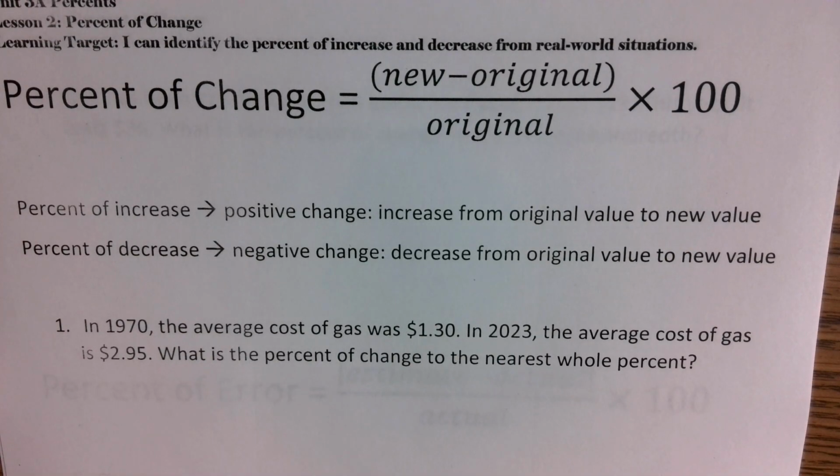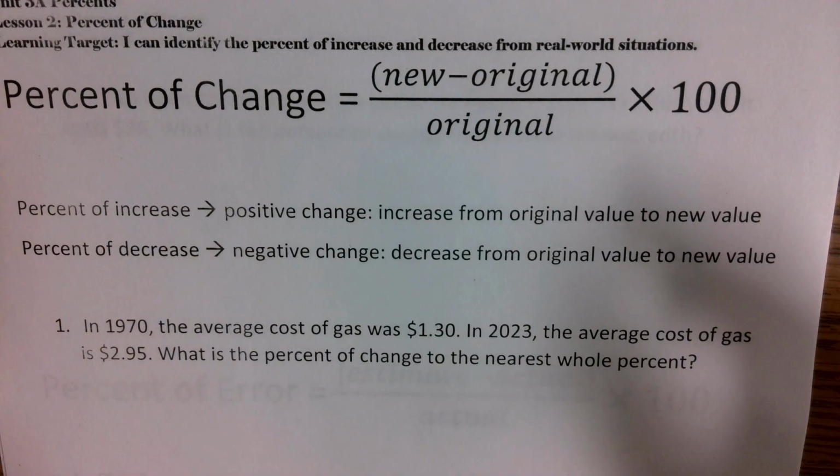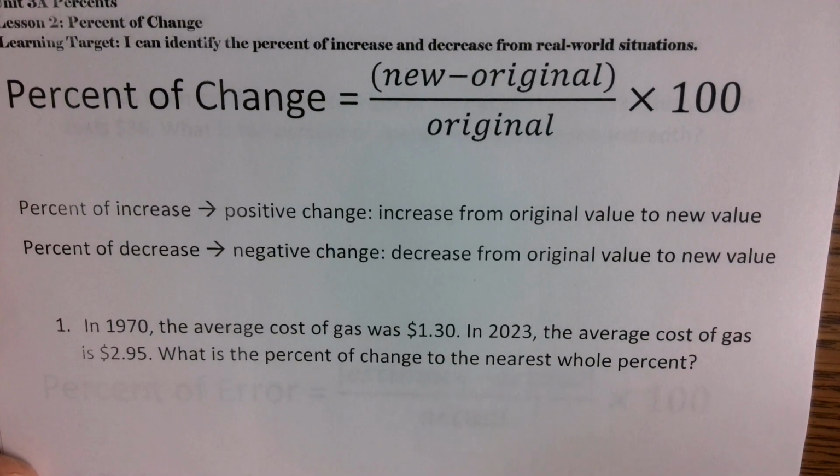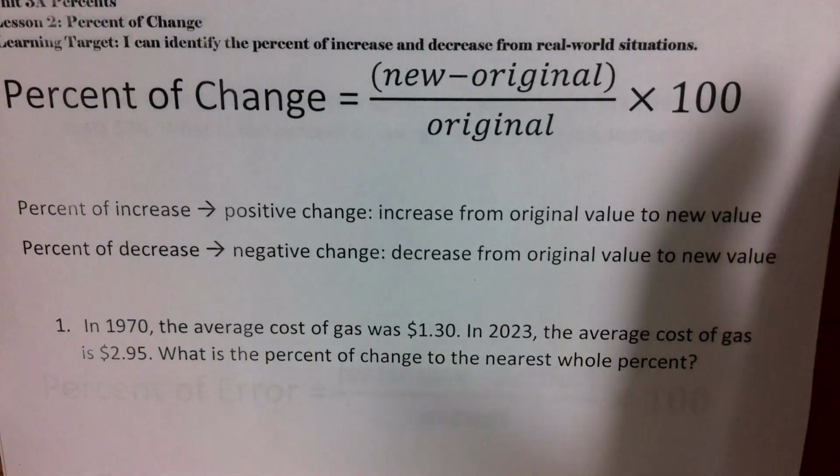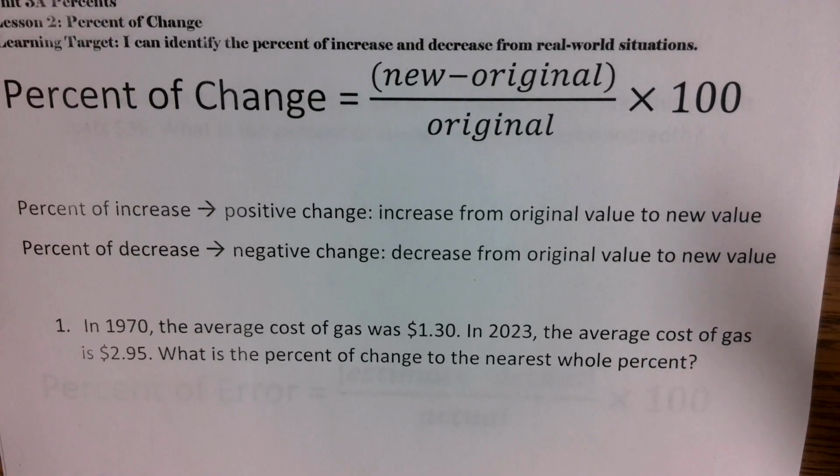If I make an item and then I sell it to Target and then Target sells it to you, Target's going to mark up the price that I sold it for so that they can make a profit. It's how they earn a living. They make profits off of what other people are making and selling to them. They then sell it at a higher price. So that is a percent of increase. So we're going to be looking at situations, because it's not always just money that we're talking about.